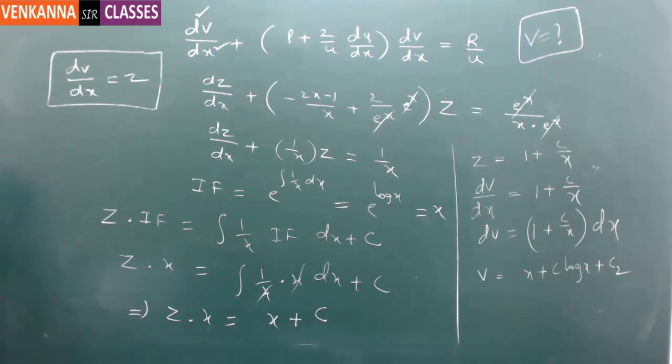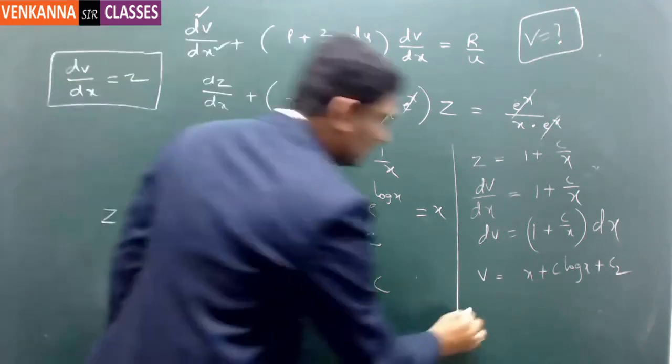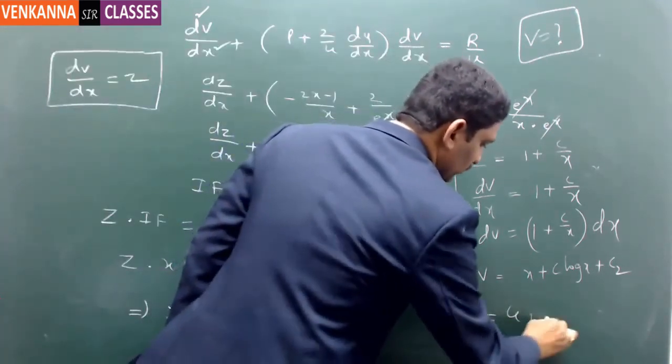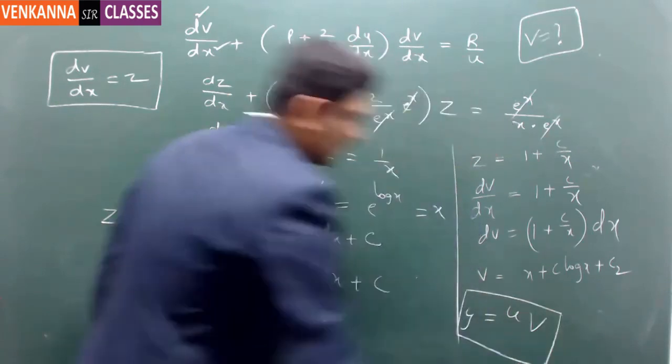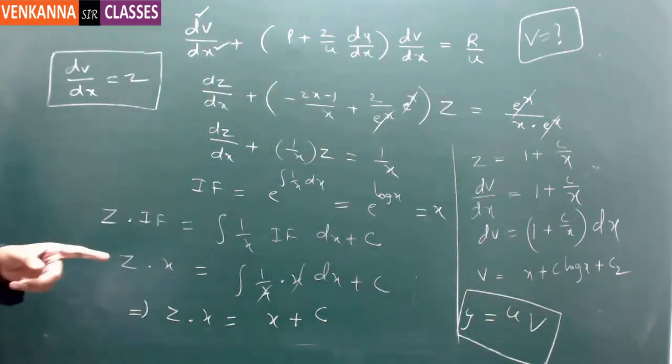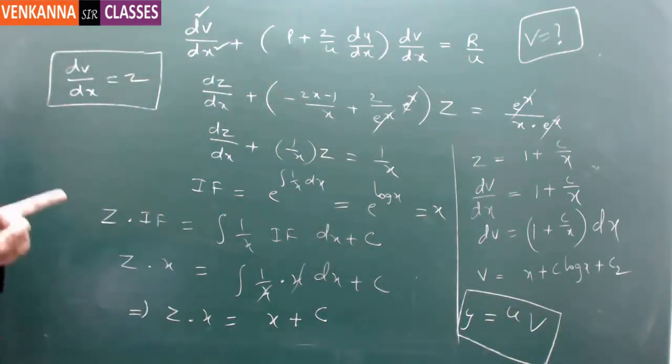Please take a note of that. So the final solution is y is equal to uv. In this, u is nothing but e power x, and v is the solution which we have determined now. So substituting these two values, we have found the total general solution of the given differential equation. Please take a note of that.